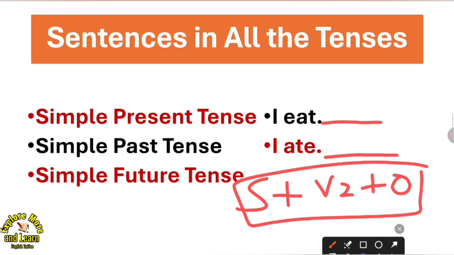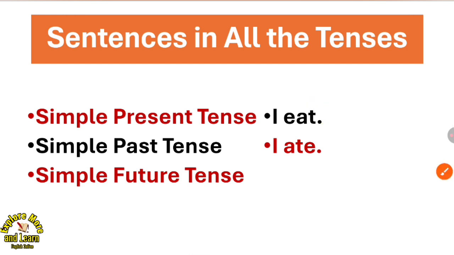Okay, so here you will change the base form into the second form or past form of the verb, that is ate. So what is the past form of eat? Ate. So I eat, I ate. And how will you write the same sentence in simple future?